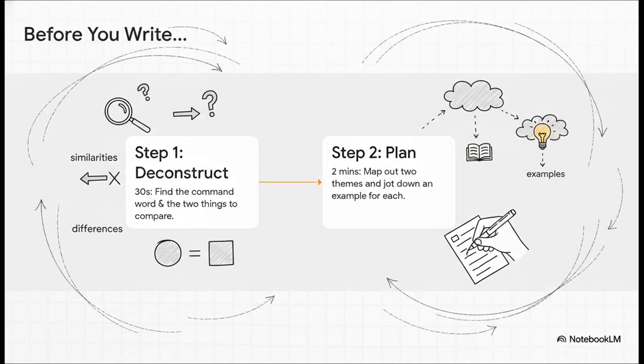Okay, so before your pen even hits the paper, you're taking 2.5 minutes to plan. That's it. Step 1, for the first 30 seconds, you just deconstruct the question. What's the command word? What exactly are the 2 things you're comparing? Then, step 2, for the next 2 minutes, you map it out. Just 2 themes and jot down 1 current example for each. This planning phase, it's not optional, it is absolutely critical.